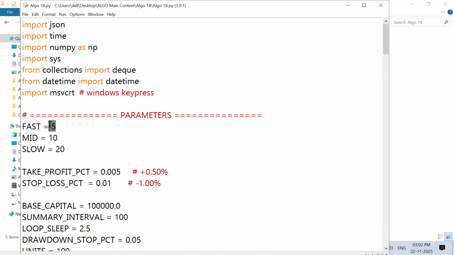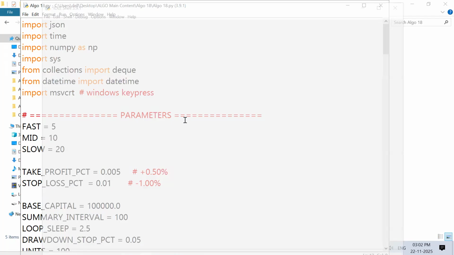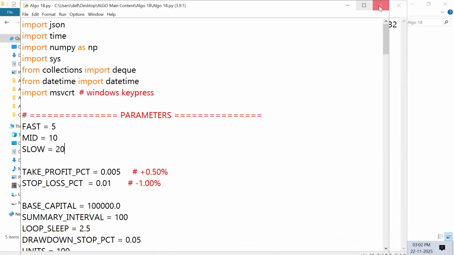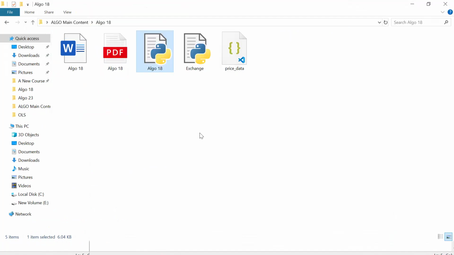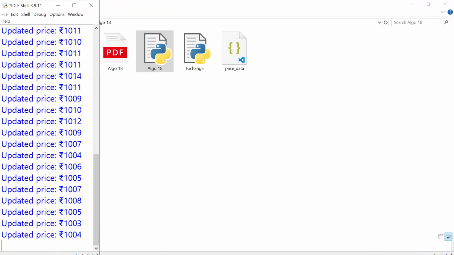We have considered fast, mid, and slow levels of the cycle. Now, once the algo is started, it keeps on collecting the prices. Up to 20 prices, it is going to collect. So let me align this for you.